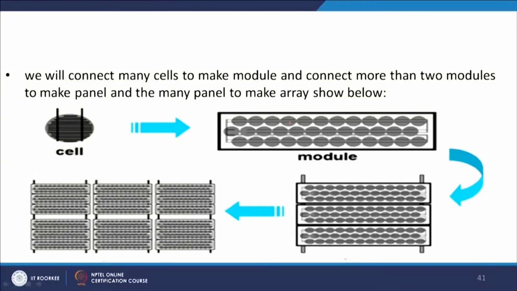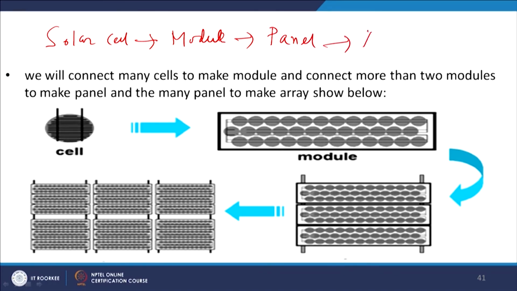Now, next thing is that we will connect many solar cells to make a module, and connect more than 2 modules to make panels, and connect many panels to make an array. So, starting from solar cells, if we connect them, we will get a module. If we connect 2 or more modules, we will get a panel. If we connect 2 or more panels, we get an array.